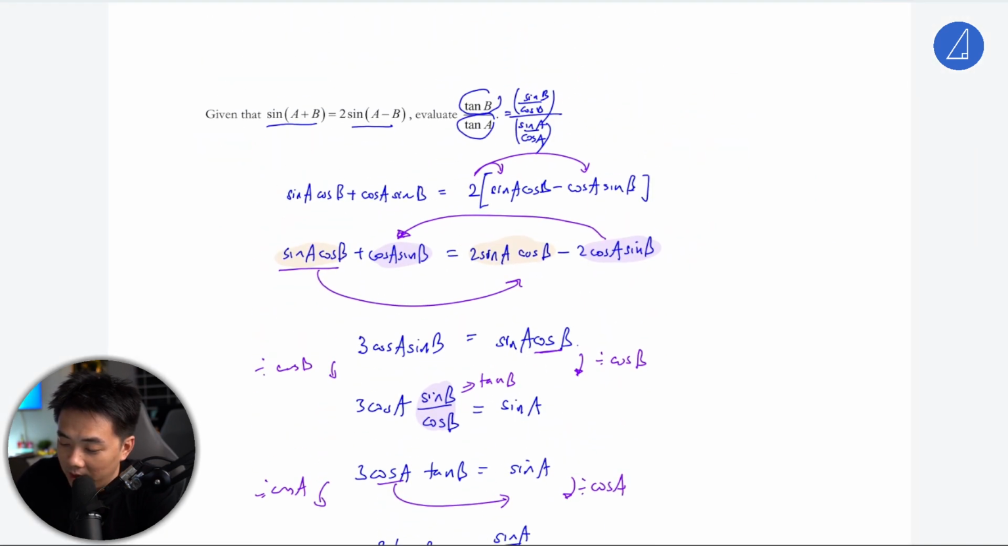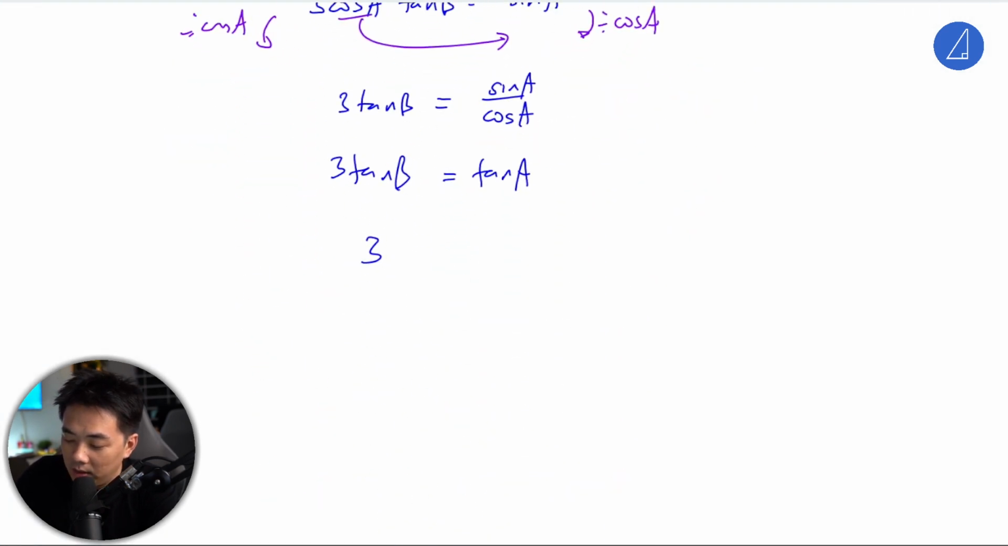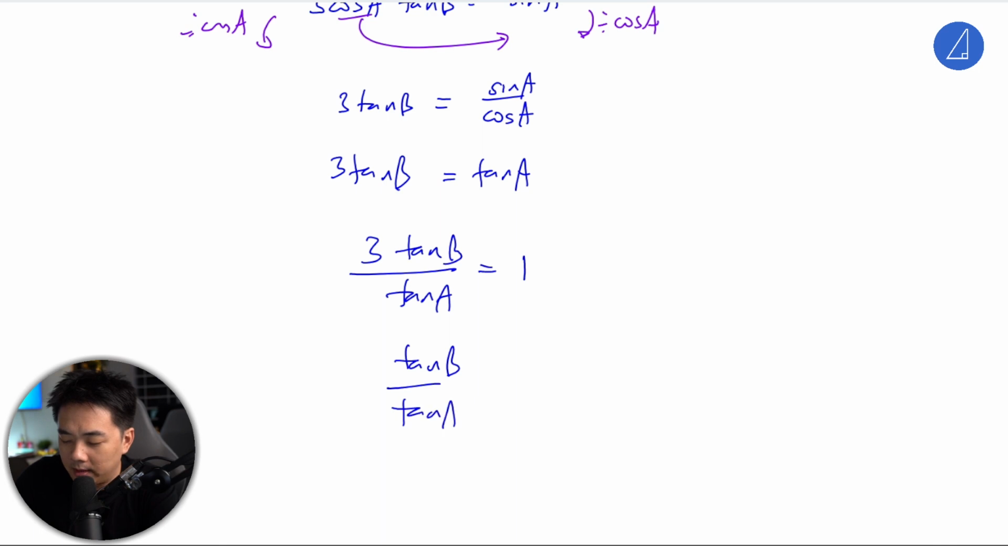What do we need? We need tangent B over tangent A. So tangent B divided by tangent A. Remember, when you divide by tangent A, it is 1, then there's a 3 brought over. You get the answer, a third. Tangent B over tangent A is 1/3.